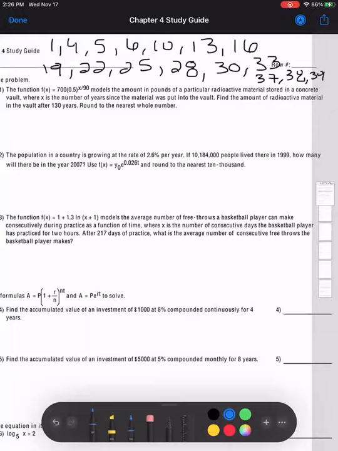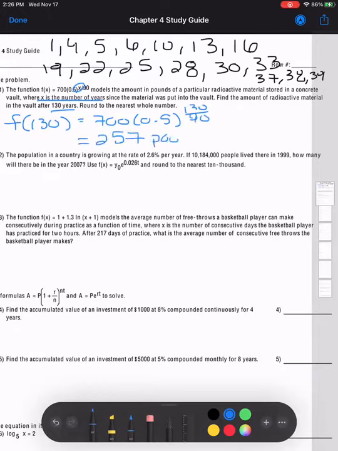So this one is pretty straightforward. Since x is the number of years and it's giving us 130 years, we're just going to plug that into the equation. So f of 130 equals 700 times 0.5, and for this x, we're just going to plug in the 130. So you have 130 over 9. And then when you put that into the calculator, you get 257 pounds. And that's the answer for number 1.